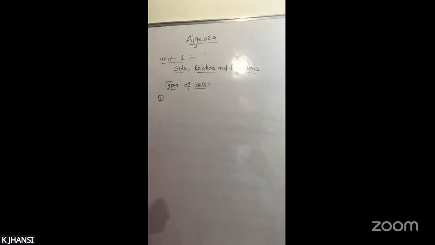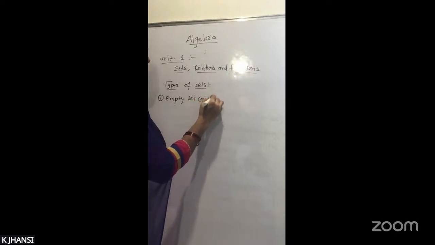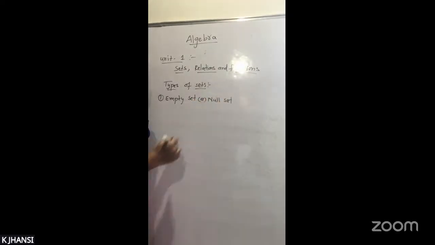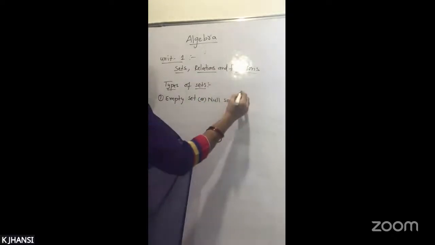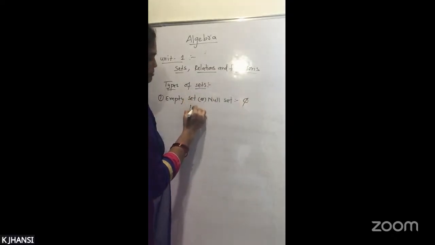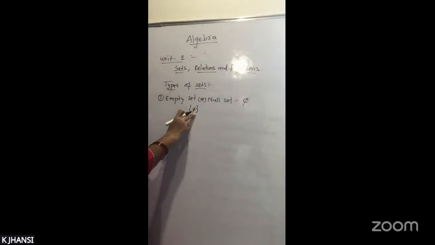The first and most important one is the empty set, or we call it the null set. If a set has no elements, that is zero elements, then we call it an empty set. A set without elements is called an empty set. We represent it with the symbol phi, written like this. Set phi means no elements. First one is the empty set or null set. Next one is the singleton set.